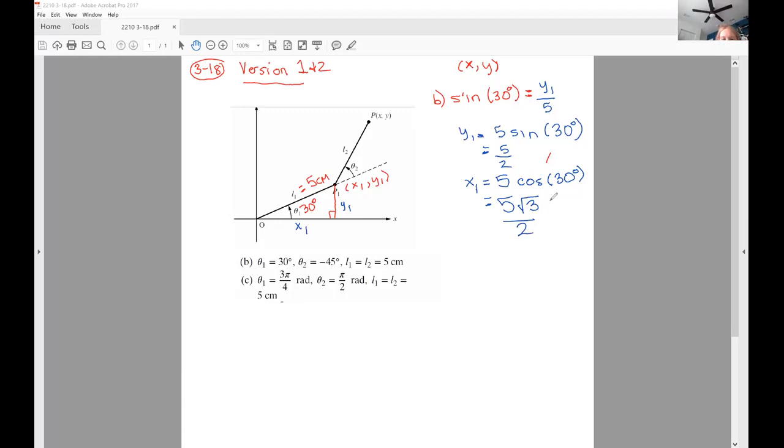Okay. So I now found how far I've gone in the x direction and how far I've gone in the y direction. And if that was the end of the problem, then I'd be done, but it's not. So what I want to do is erase this and this and this, because I don't really need any of it for part 2.